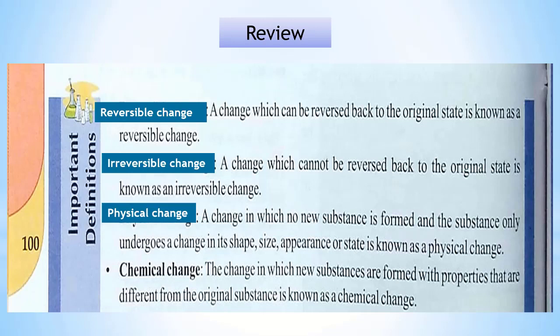Then we talk about the physical change, a change in which no new substance is formed and the substance only undergoes a change in its shape, size, appearance or state is known as physical change. Then we also talk about the chemical change, the change in which new substances are formed with properties that are different from the original substance is known as a chemical change.